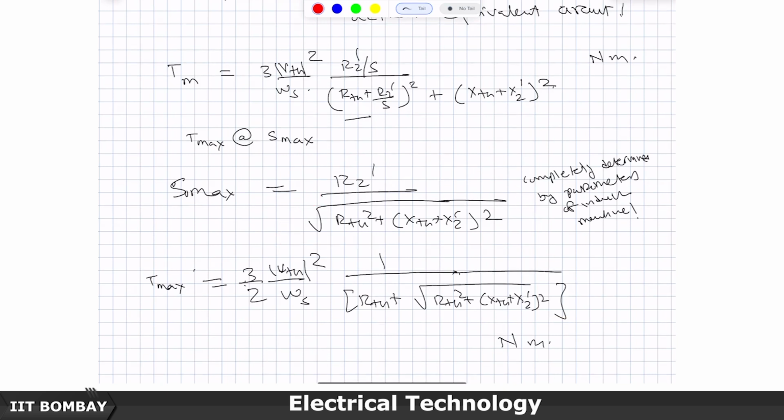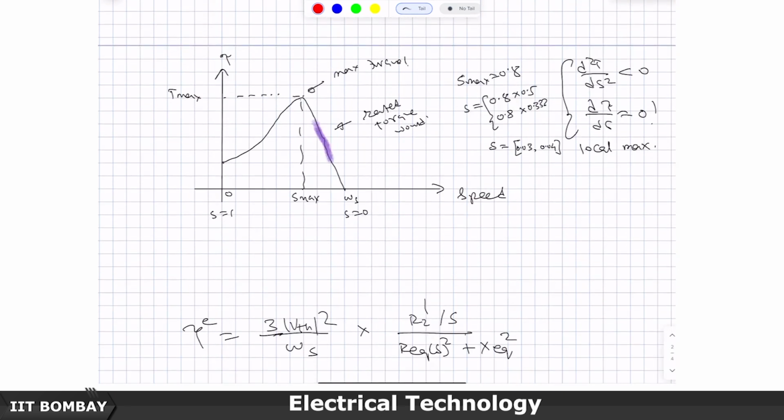This R 2 dash is now R 2 dash plus R external dash; you should also be transforming it through the A square to the primary side. So, this will be altered and then everything else in the denominator is not altered. So, as you keep on increasing the resistance here, the S max will keep increasing. So, the S max is 0 here, is 1 here. So, that means as I keep on increasing the resistance, these points will keep shifting in this direction.